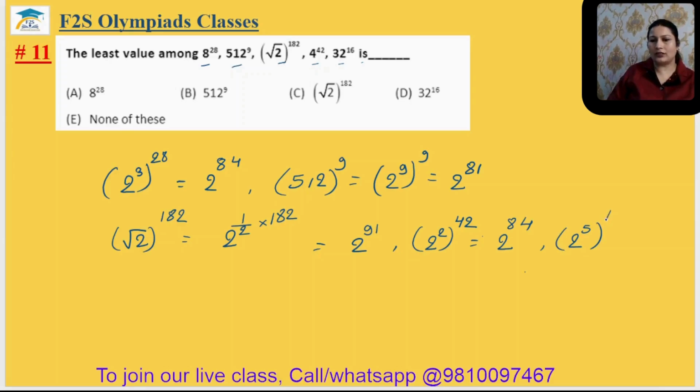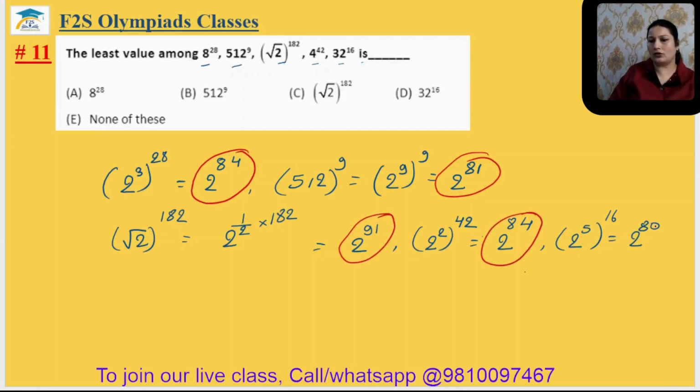Now to the power 16. So 2 to the power 80. Now check which one is the bigger: this one, this one, this one, this one, or this one. The question is asking about the least value. So which power is less here? 84, 81, 91, 84 and 80.